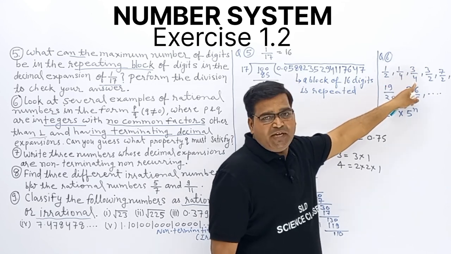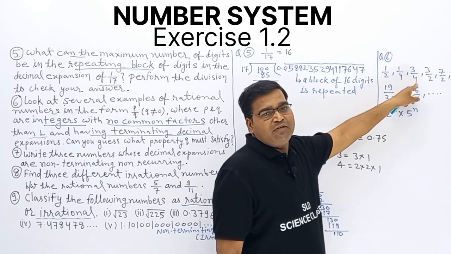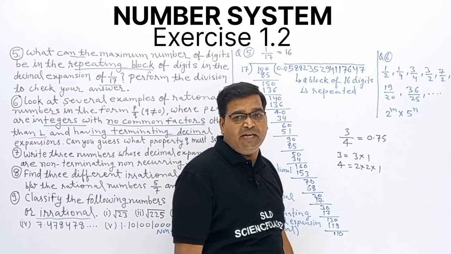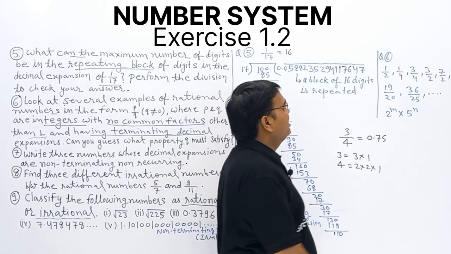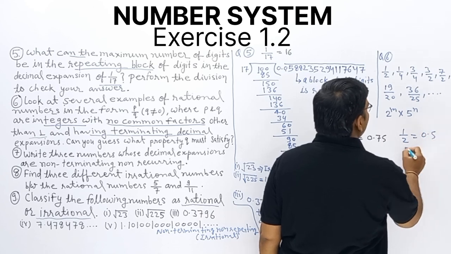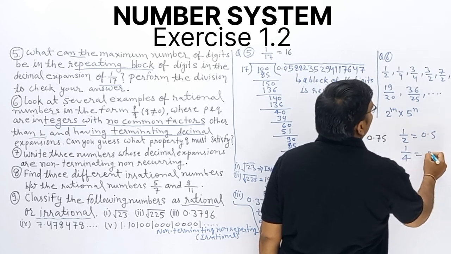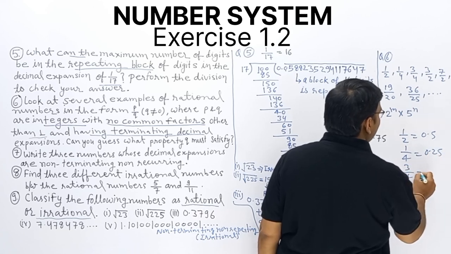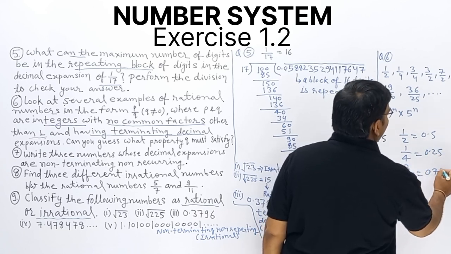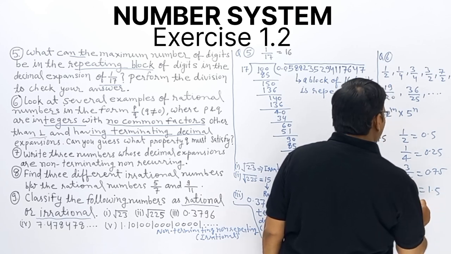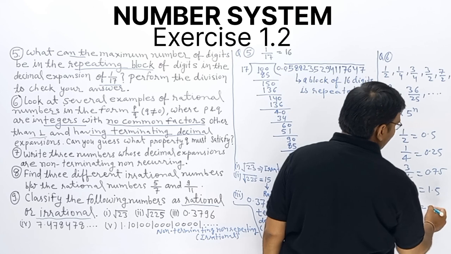3 upon 4 terminating, result is 0.75. 3 upon 2, it is also terminating, result is 1.5. Like I am writing 1 by 2, result is 0.5. 1 by 4, result is 0.25. 3 by 4, result is 0.75. 3 by 2, result is 1.5. And 7 by 2, result is what?